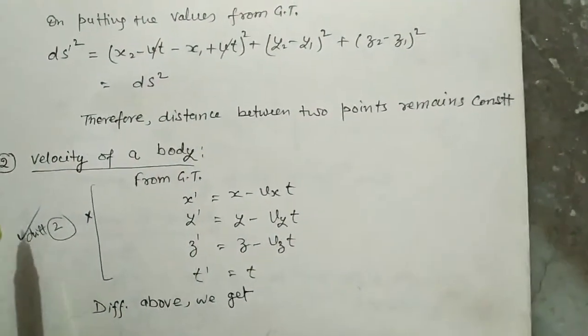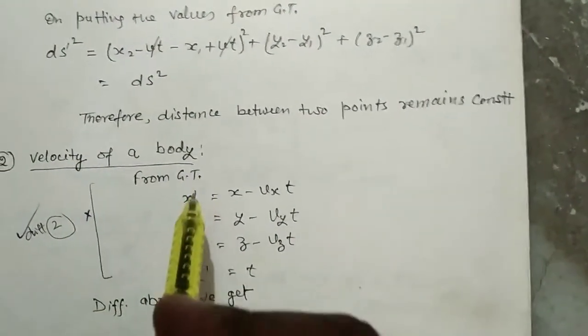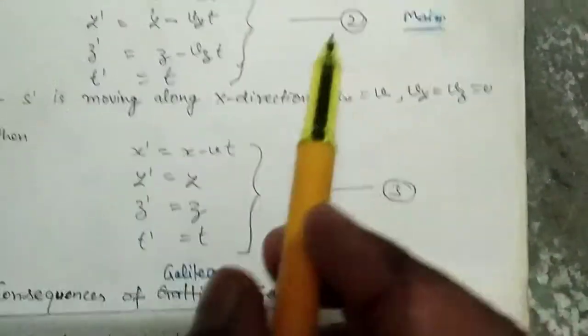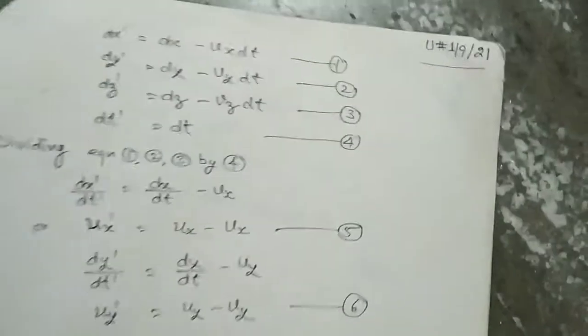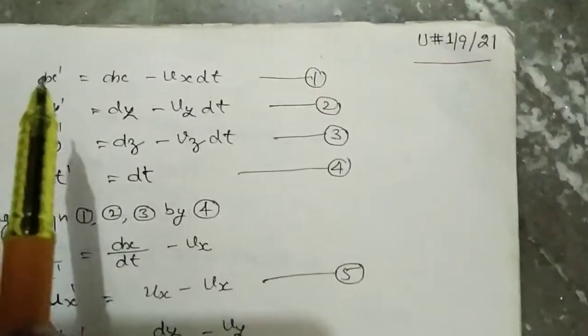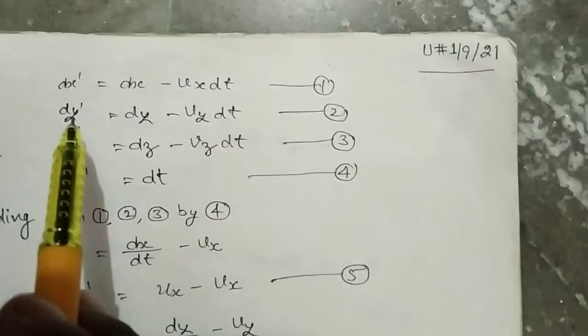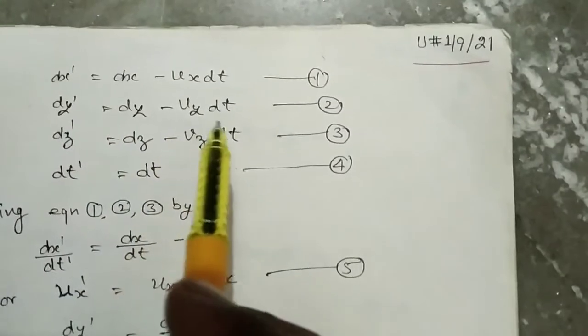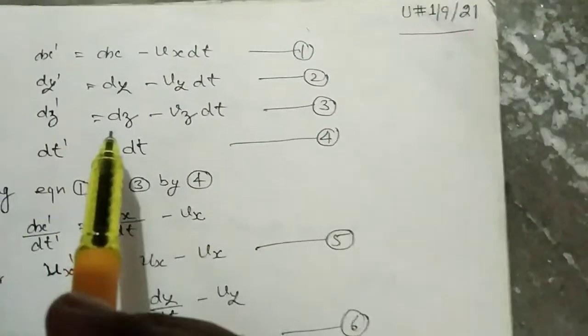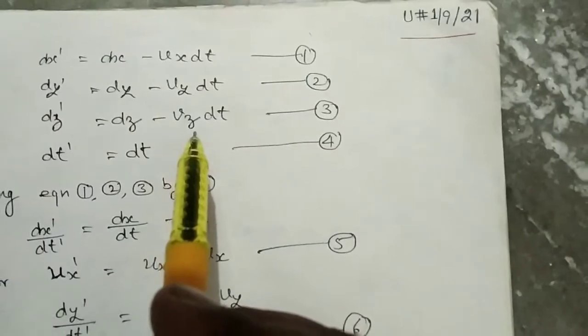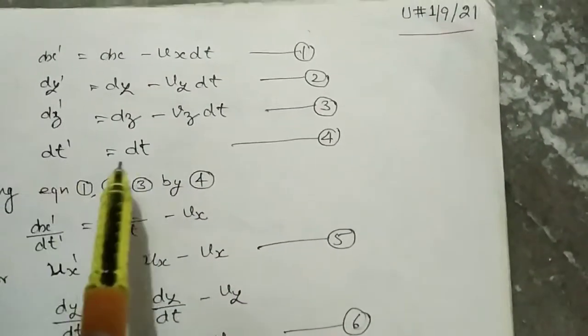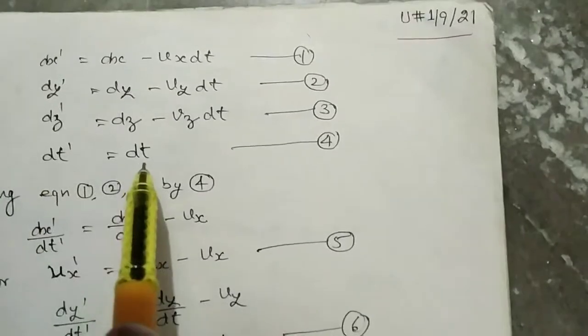Now we come to the second consequence, velocity of a body. So we have this equation number 2. These are the main Galilean transformation equations. Differentiating these transformations, we get dx dash is equal to dx minus vx dt, dy dash is equal to dy minus vy dt, dz dash is equal to dz minus vz dt, and dt dash is equal to dt.